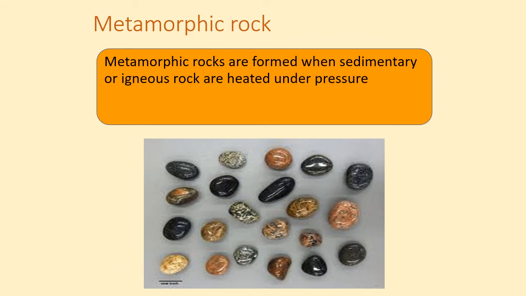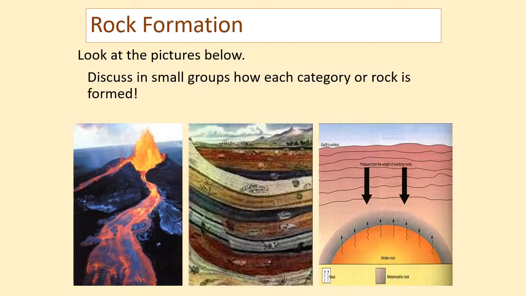Metamorphic rocks, to summarize, are formed when sedimentary or igneous rocks are heated under pressure. So, if you want to pause the video and see if you can use each of those pictures to explain how each type of rock is formed. So each picture represents one different form of rock and shows how it's being formed. So you could pause the video and have a go at that at home.